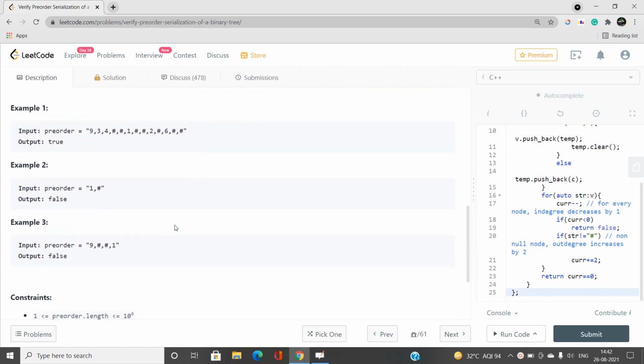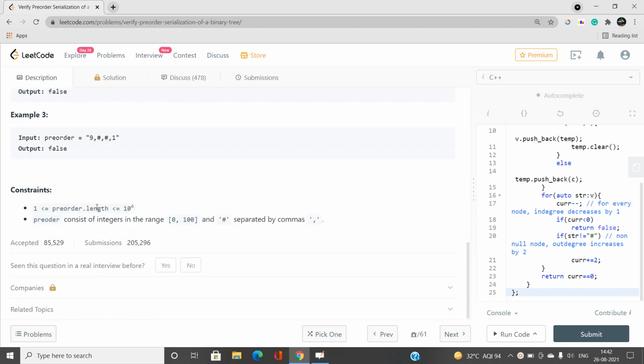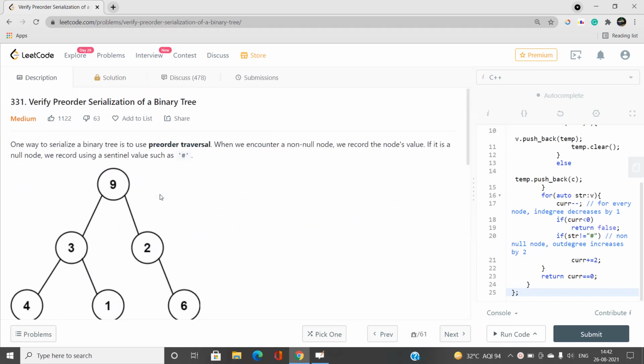So let's look over the constraints. Pre-order length is around 10 raised to the power 4, so we'll be thinking about an O(n) solution, and the integers are in the range from 0 to 100, and there is also a special character, hash, which denotes the null node. Let's move further to understand this problem with the help of examples, and then we'll build up the efficient solution to this problem.